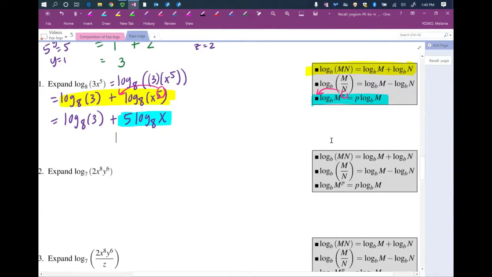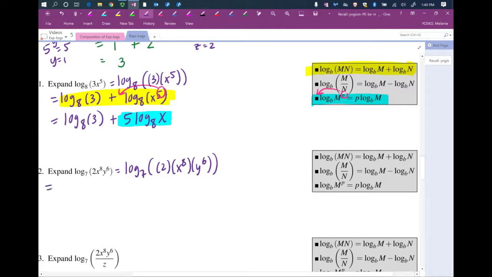This one's a little more interesting. There are more pieces in our product. We have log base 7 of 2 times x to the 8th times y to the 6th. So let's make sure we can visualize that is actually a product. That's 2 times x to the 8th times y to the 6th. Now our property only shows two things multiplied together, but if we have more than two things, we're still going to keep adding our logs.